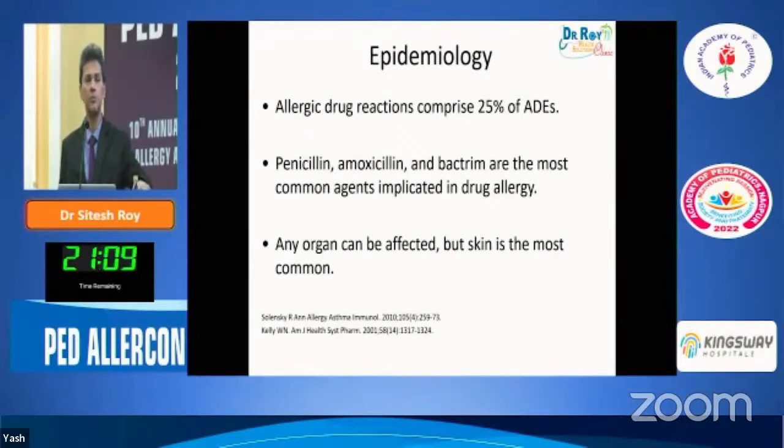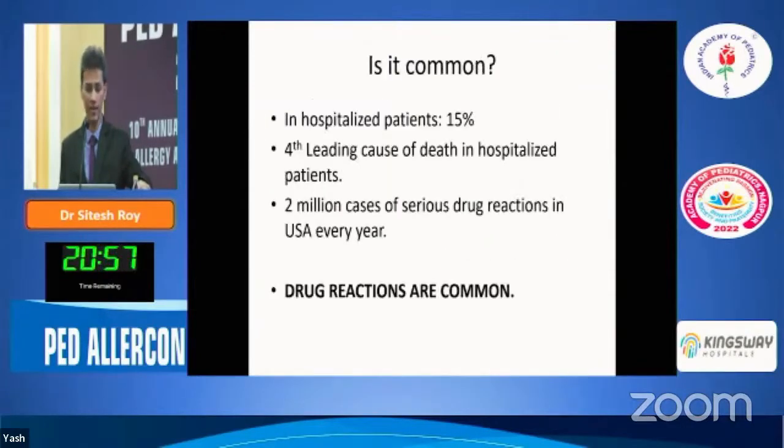Penicillin, amoxicillin, Bactrim, these have always been thought to be the commonest drugs that cause reactions, but the list has grown, as has been mentioned, with anticonvulsant drugs, a lot of other combinations, and any organ can be affected in the body. In hospitalized patients, we are looking at 15% getting some sort of a drug reaction. It is the fourth leading cause of death in hospitalized patients.